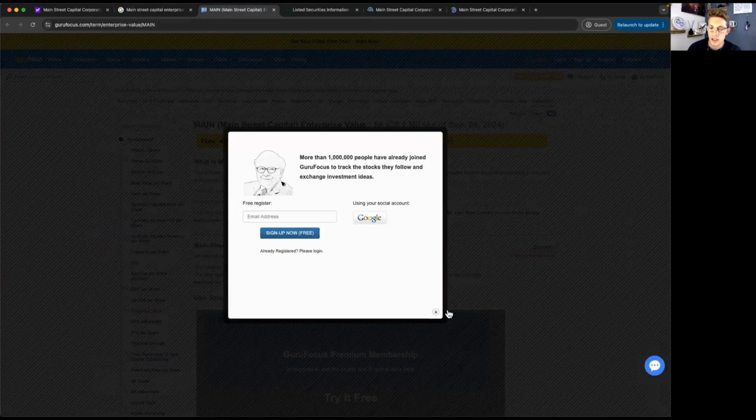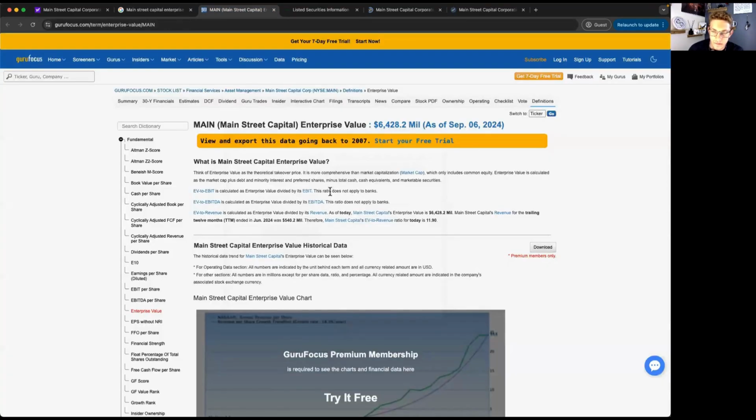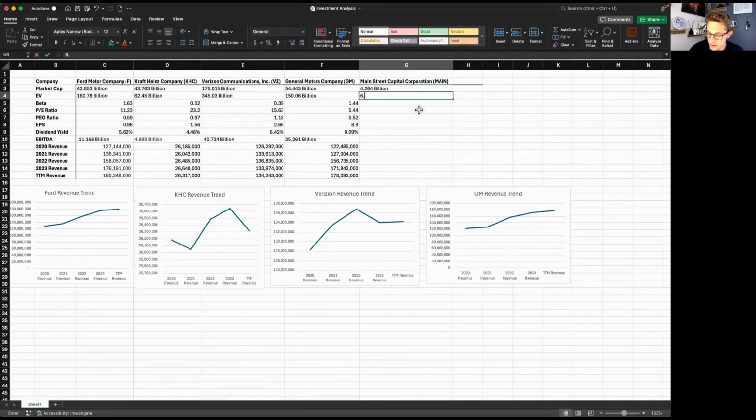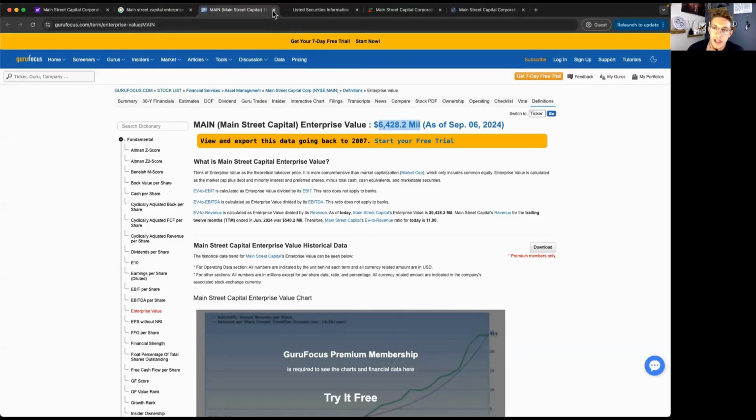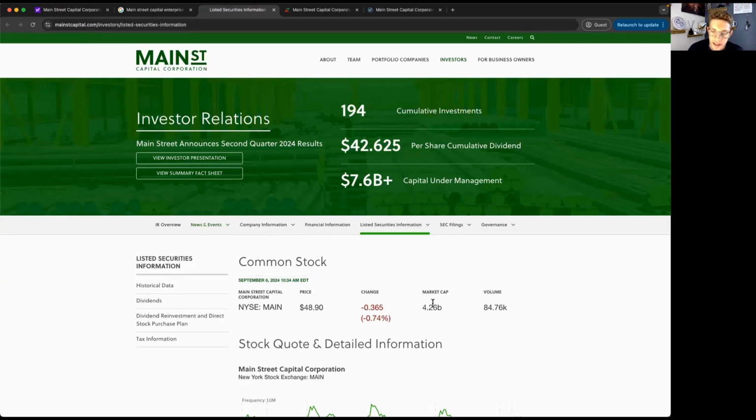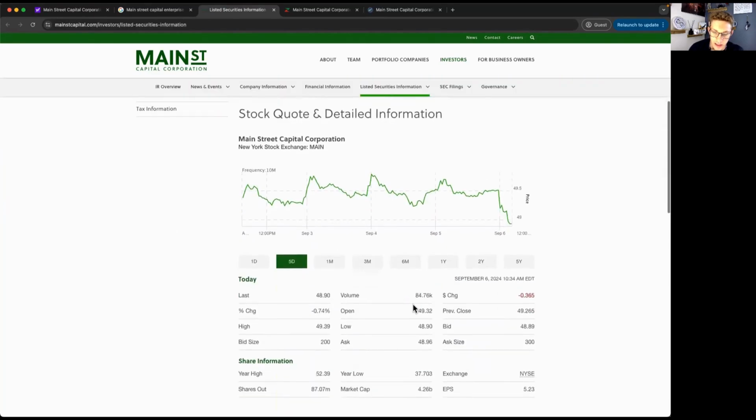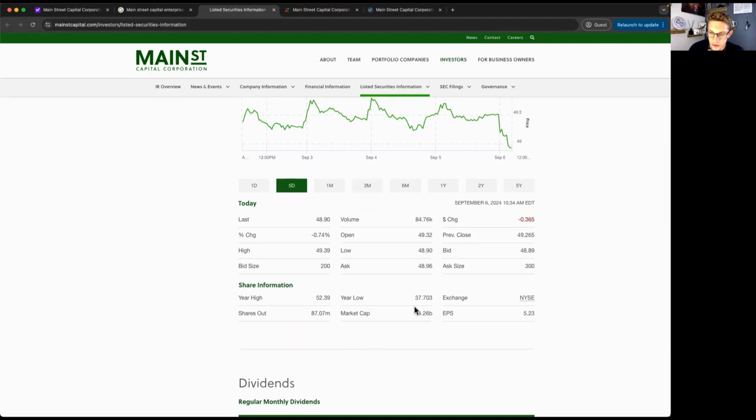So this one, close that. EV. Okay, enterprise value. So this one is saying 6.428 billion, right? So I'm going to write that down, 6.428 billion, which makes sense that it's higher. That's fine. And so then we'll compare 6.428 billion to, what am I looking for? Not market cap. We have market cap. I want EV, enterprise value, market cap, earnings per share.